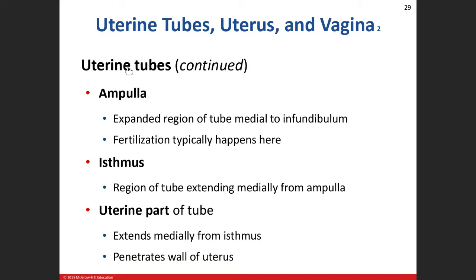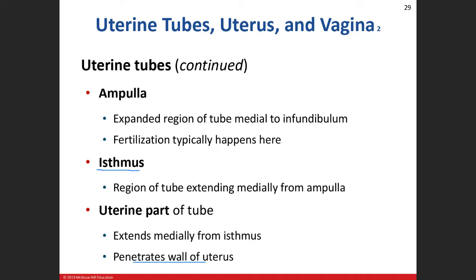When we're talking about the fallopian tubes here, I'm going to work my way from the most medial portion and work my way laterally. The isthmus here, from the external view of the fallopian tube, is that part of the tube that you will see that is connecting to the uterus here. The actual part of the fallopian tube that inserts itself into the uterus, we refer to that as the uterine part, but that's usually where the fallopian tube is penetrating the wall of the uterus.